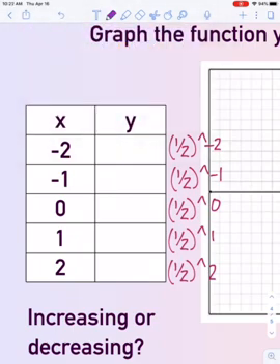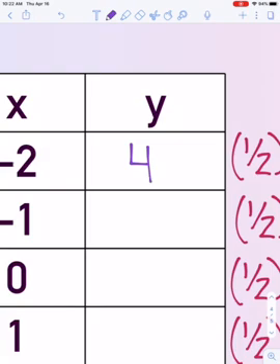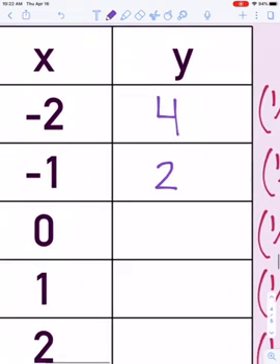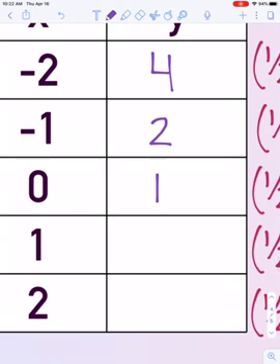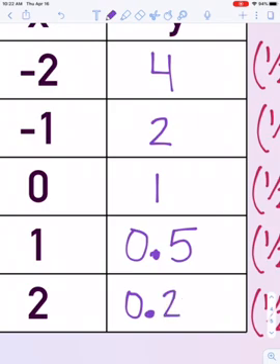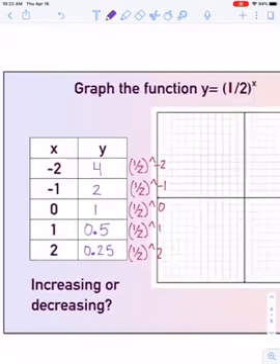So when you do 1/2 to the negative second, this time you're going to get a normal number. You got 4. And then 1/2 to the negative first, you get 2. 1/2 to the 0, anything to the 0 power is 1. 1/2 to the first is going to be 1/2 or 0.5. If it's easier sometimes to graph decimals, you can do that. So you can do 0.5. And then 1/2 squared is 0.25.